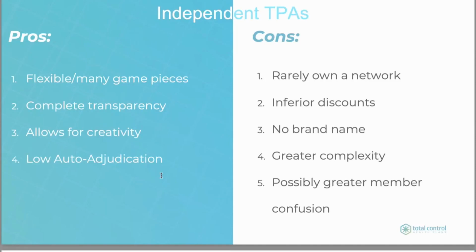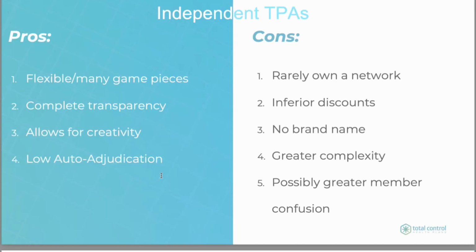What are the downsides, though? In most cases, an independent TPA doesn't own their own network. So we're going to be using other networks that other people own or have created that we then need to rent access to. And oftentimes, more often than not, that translates into inferior discounts. What I mean by that is if we take the same claim and run it through Blue Cross's proprietary network, they're likely going to pay less than we would if we ran that same claim through an independent rental network, for example. So we're already going to be giving up some dollars because we have less of a discount in that environment. So we need to make sure we're playing the game more aggressively to make up for that if we want to win.